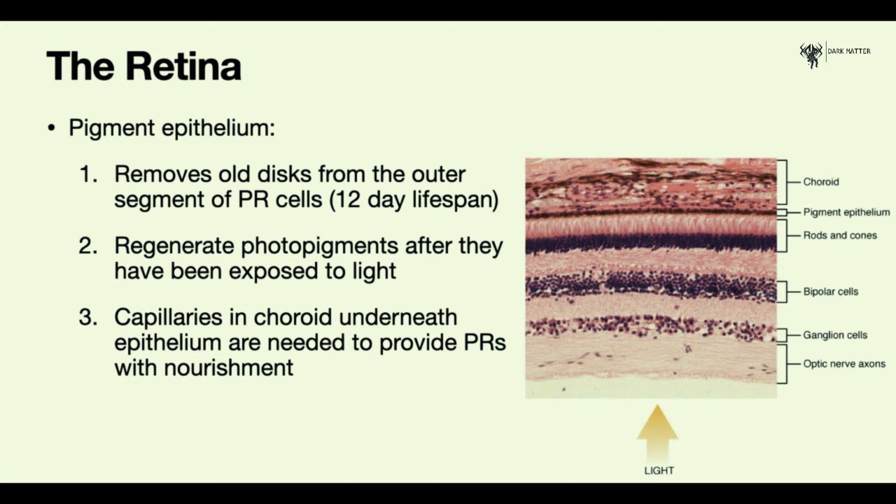It removes old discs from the outer segment of photoreceptor cells, since these discs only have a 12-day lifespan, and then they can also regenerate photopigments for the photoreceptor cells after they have been exposed to light. In addition, the capillaries that are present in the choroid are needed to provide the photoreceptors with nourishment.